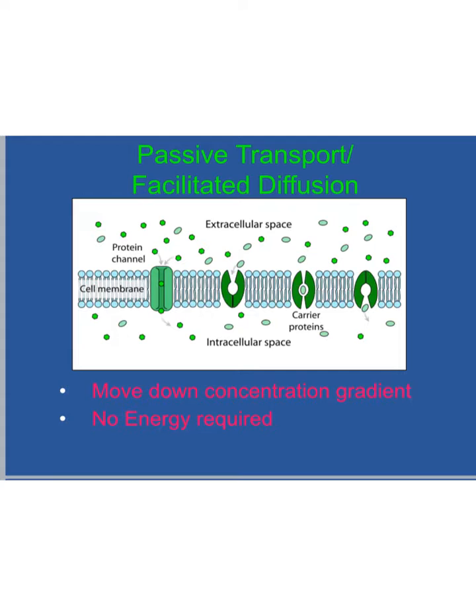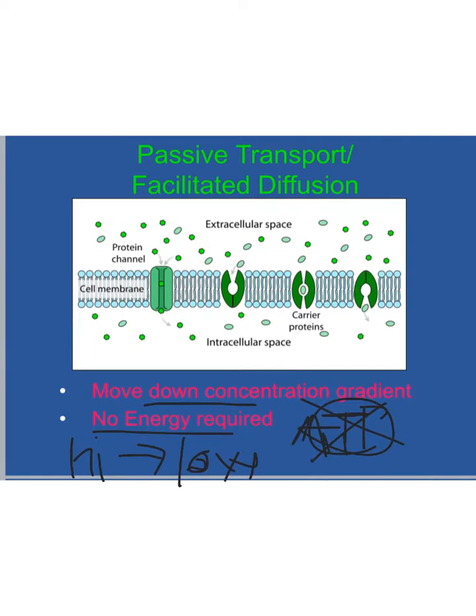First, I want to talk about facilitated diffusion, or passive transport. Again, these are molecules that are moving down the concentration gradient, from areas of high concentration to areas of low concentration, and no ATP or energy is required. We do not require ATP here, okay, so no ATP.